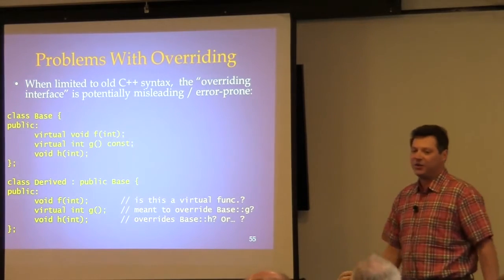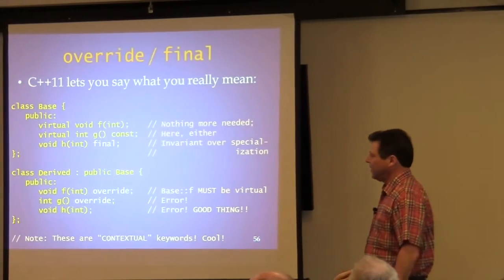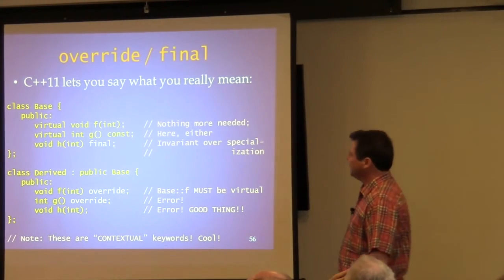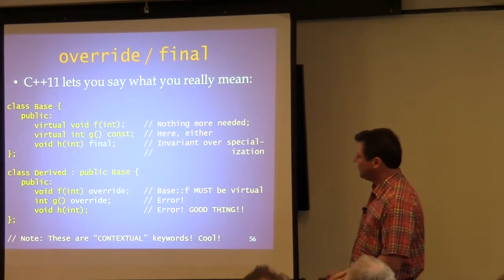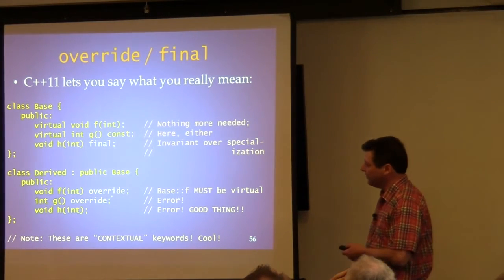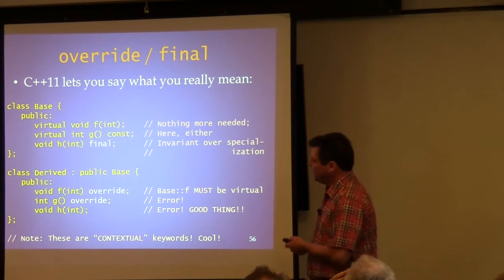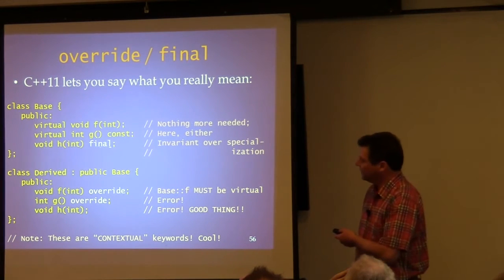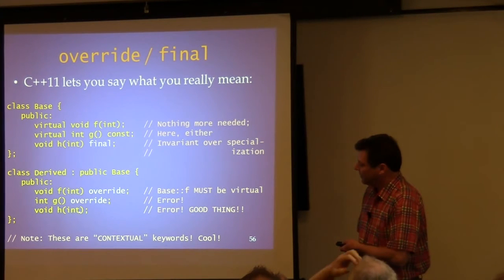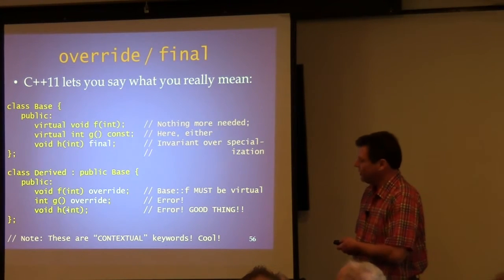Now let's see how all those issues are solved. In new C++, there are a couple of new keywords, final and override. You can declare a member function final. That means it becomes a compile error to try to override it or redefine it. You get a compiler error here. Good. No one should have ever done this.